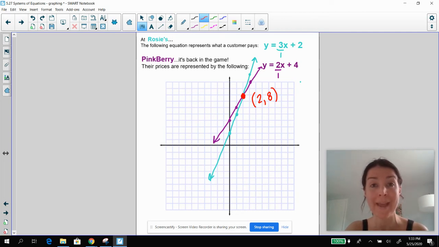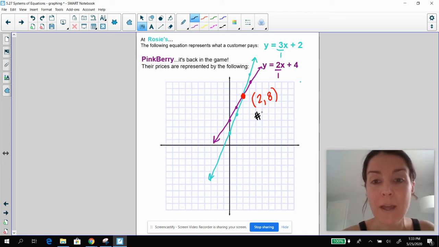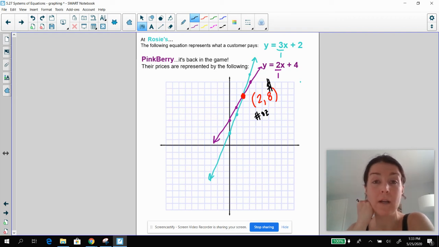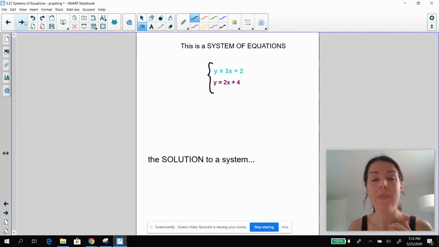So this coordinate point, 2, 8, is significant because if we go back to what we said on that first slide, or sorry, the previous slide, we know that 2 stands for the number of ounces in our cup, while 8 stands for the amount of money that we pay. So if we get 2 ounces of yogurt in our cup at either store, we're going to pay 8 cents. That's what that coordinate point means. And then after 2 ounces, Rosie's is more expensive. Before 2 ounces, Pinkberry's more expensive. But at that turning point, they both are the same cost for the same amount of yogurt.